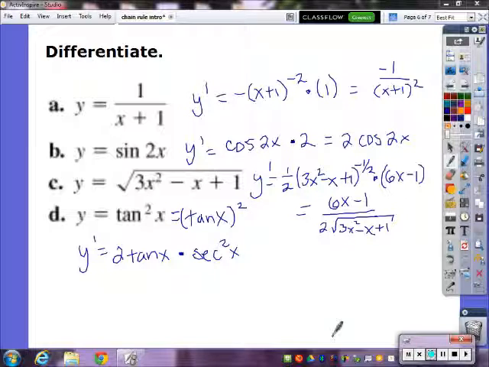So here are the answers, and as you can see, for some of them I did simplify just so that you can see what they would be simplified. And if you have any questions, feel free to bring them up in class.